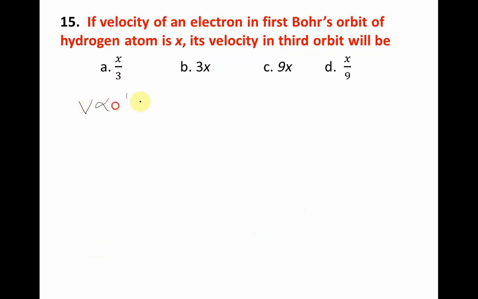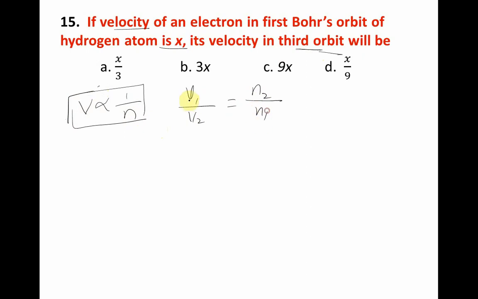Velocity is inversely proportional to the number of the orbit. This I know. The velocity of an electron in the Bohr orbit of the hydrogen atom is x. What is the velocity in the third orbit? Means the relation is velocity with respect to orbit. According to Bohr's theory, velocity is inversely proportional to the orbit number of an electron. Therefore, v1 by v2 is equal to n2 by n1. v1, the velocity of the electron in the hydrogen atom, is given as x, by v2 is equal to n2, the third orbit, 3 by 1. Therefore, v2 is equal to x by 3.